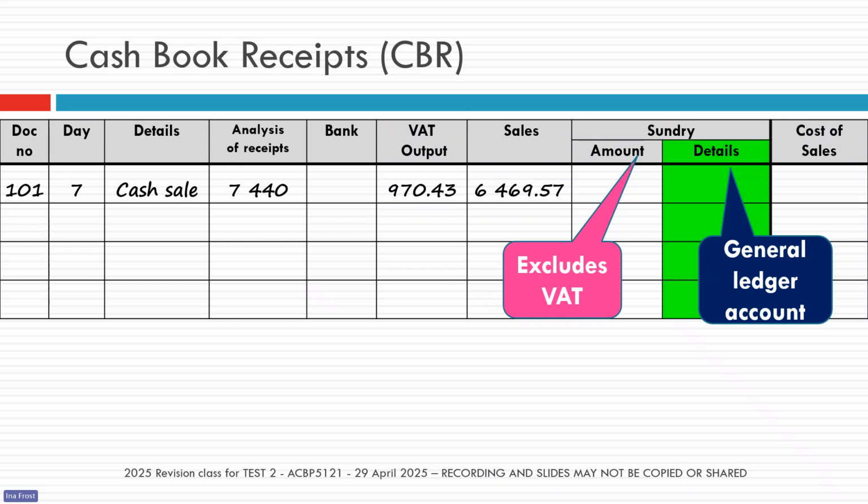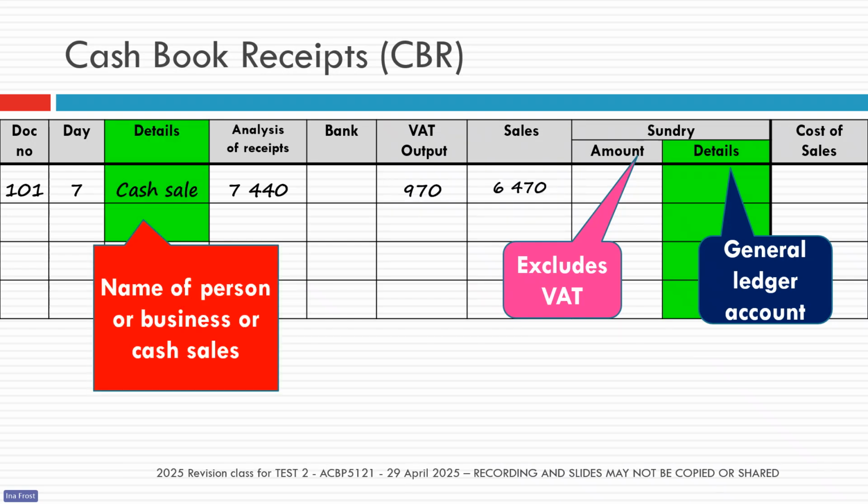So now you can see, if you look at your cash book receipts, there's actually 2 columns with the heading details. Can you see there on your slide? I've colored both of them in green for you, just so that they'll stand out a little bit so that you can see the 2 columns.